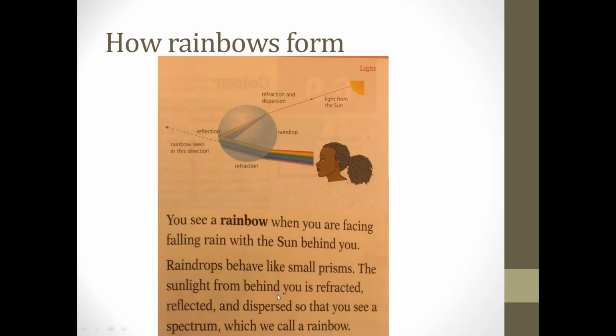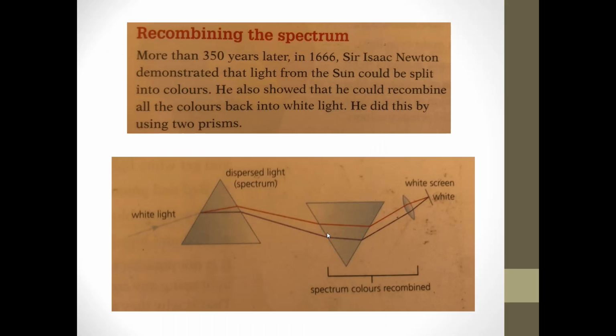So the sunlight behind you is reflected and dispersed. This phenomenon is called dispersion, so that you see a spectrum which we call a rainbow. So what is a rainbow? It's a spectrum of white light formed by small drops of rain, small drops of water.